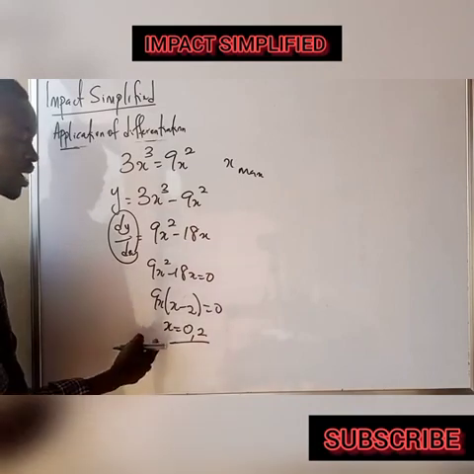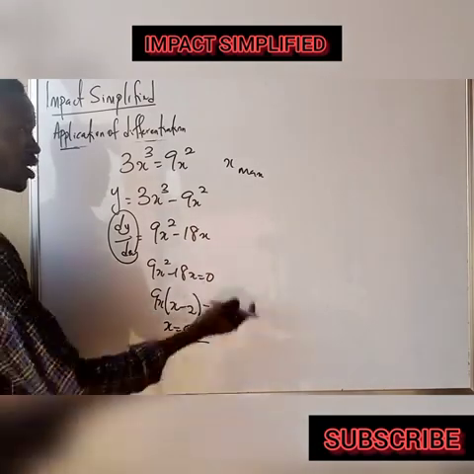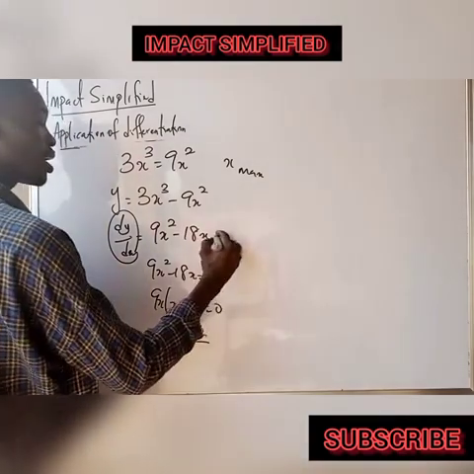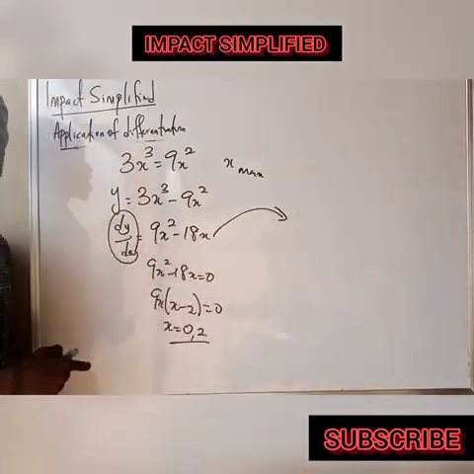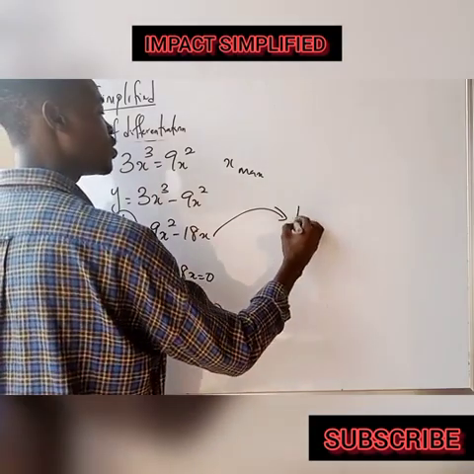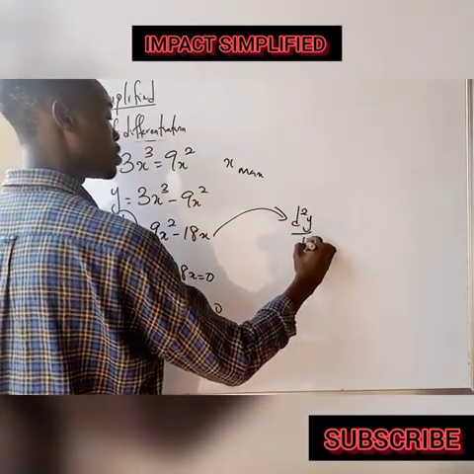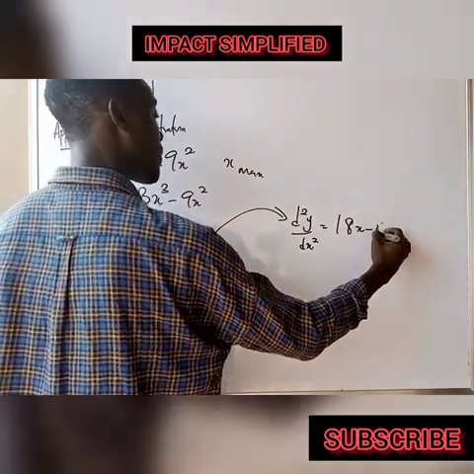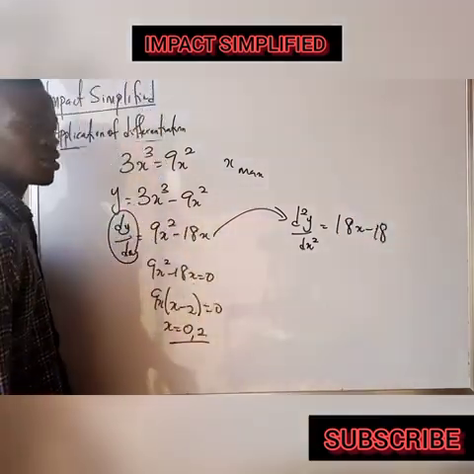But we are not God that we will just guess and know the maximum value of x. No, that means we need to check. And for checking, we have to differentiate our dy dx again. And if you differentiate that, that will give us what? d squared y over dx squared gives us what? 18x minus 18. Do we get that?